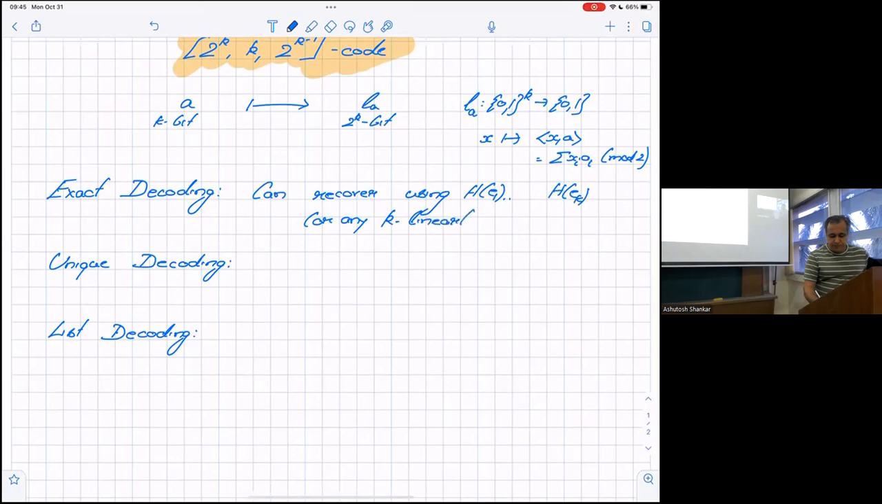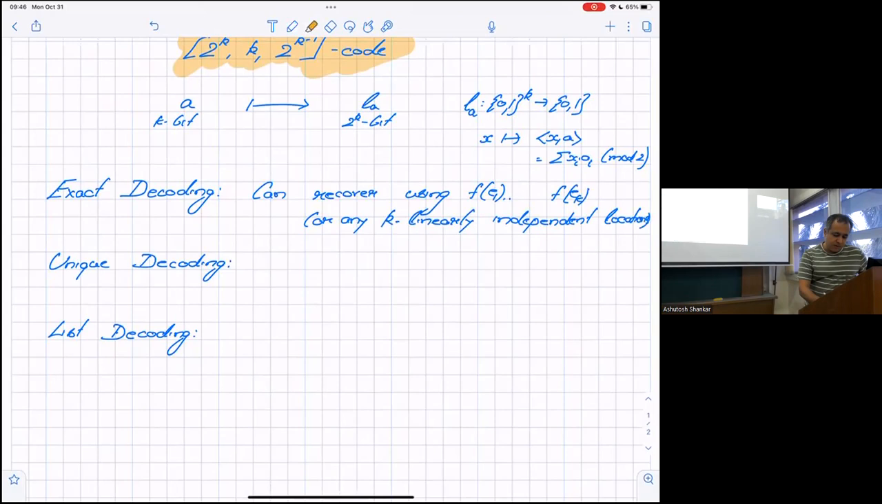Sorry, why am I calling it h? I'm going to view the code word as a function, so you can view it and query it as f(e1), f(e2), up to f(ek). You can use any independent queries. Fair enough. So for exact decoding, there's absolutely nothing to do.